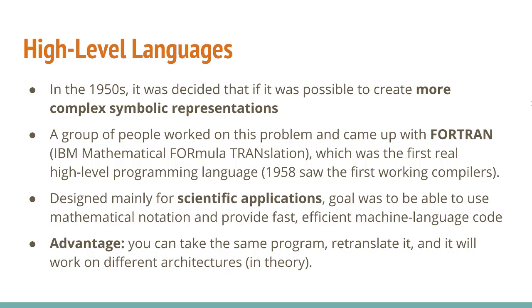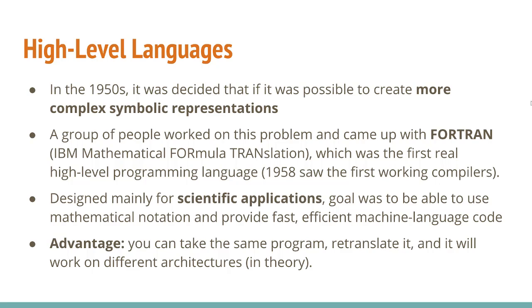Well, after assembly languages, they said there has to be something better. So they came up with what's called high-level languages, and this is the type of thing we use today. They said, well, we can create more complex symbolic representations. Now, a couple languages come to mind when it comes to the first high-level languages. One is Fortran, which stands for Formula Translation. This was the first real high-level programming language.